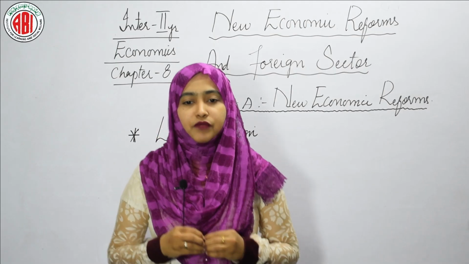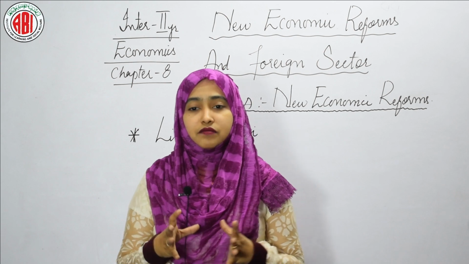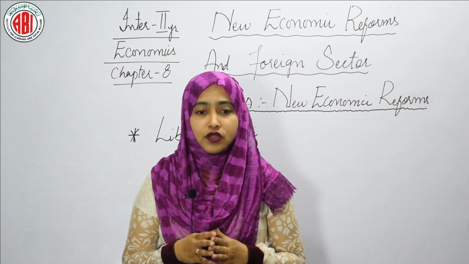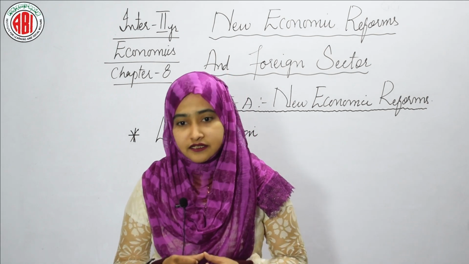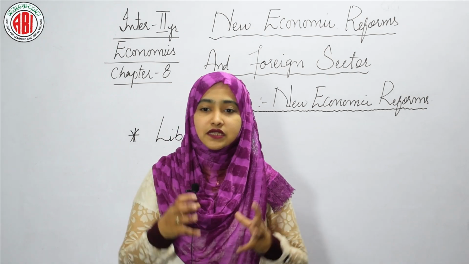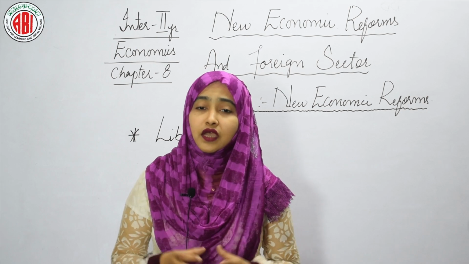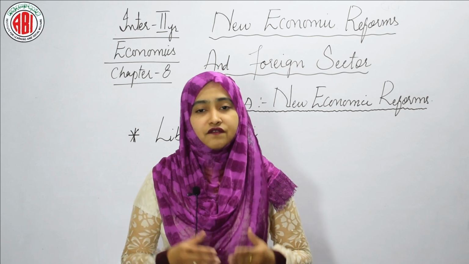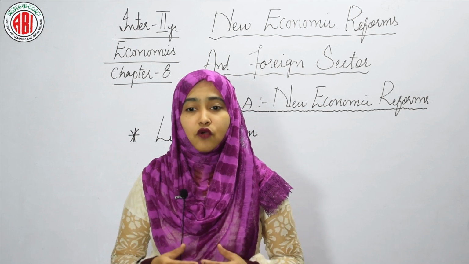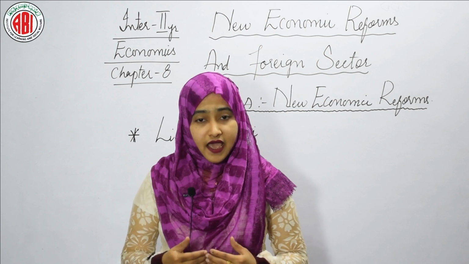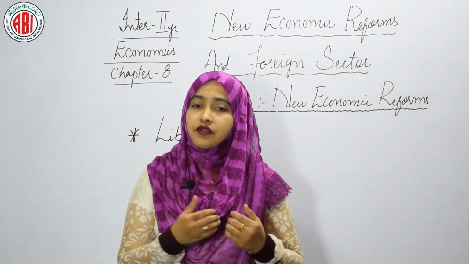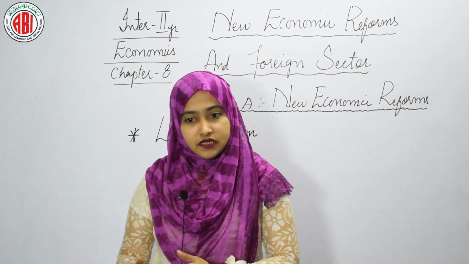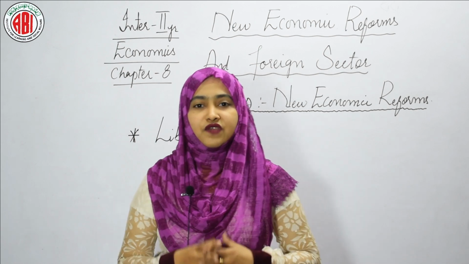Here the central government followed macroeconomic stabilization and structural adjustment policies to overcome the economic crisis that emerged in the 1990s. So the macroeconomic stabilization policy includes the control of inflation, fiscal adjustments, and balance of payments adjustments, whereas the structural adjustment policy deals with the reforms in trade, industrial sector, public sector, and financial sectors.